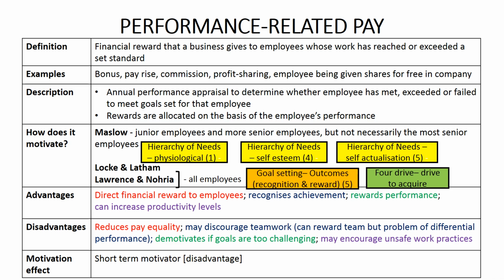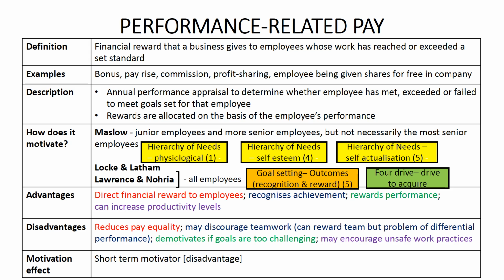However, performance-related pay does reduce pay equality because two employees who are doing the same job might receive a different amount of pay where one of those employees has been more successful in achieving their goals than the other employee. This can result in dissatisfaction and tension in the workplace because the employee who misses out might feel that they are not being treated equally with the other employee.